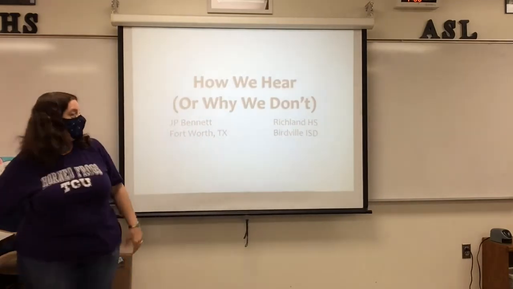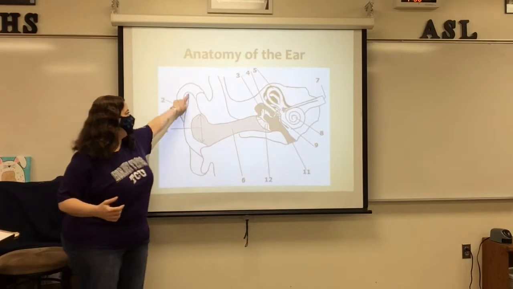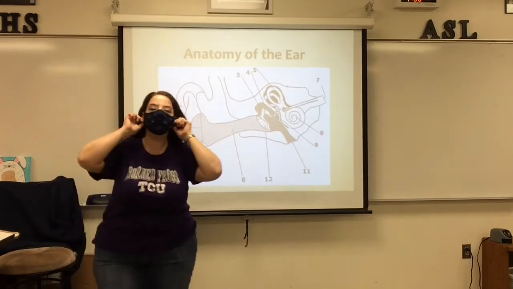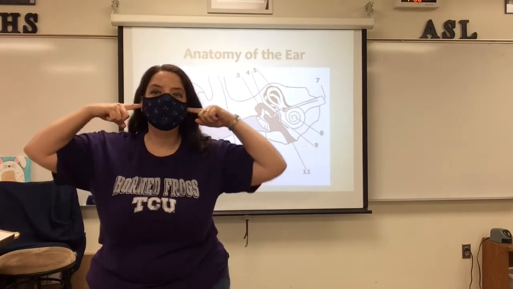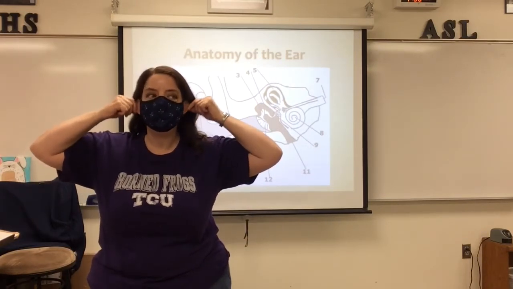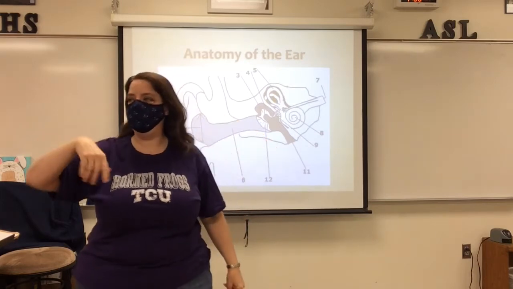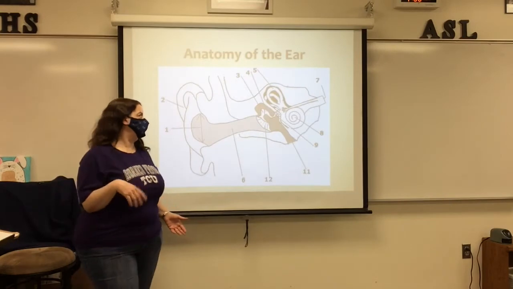So let's review some ear anatomy real quick. What is this outside part of your ear called? The part here on the outside. The auditory opening is the hole inside your ear. What is this part on the outside? It's your pinna. Sometimes it's also called the auricle, but pinna is the term we're going for.